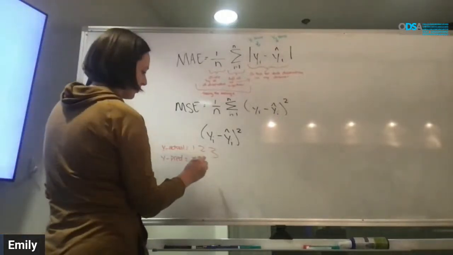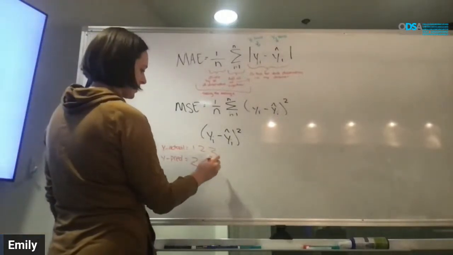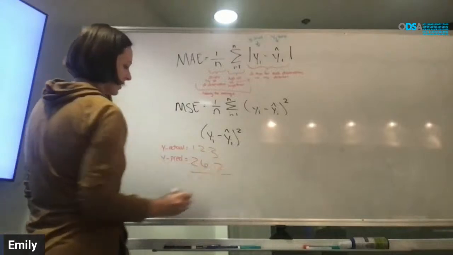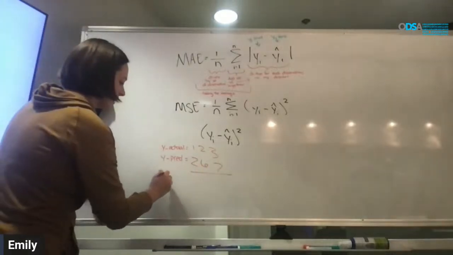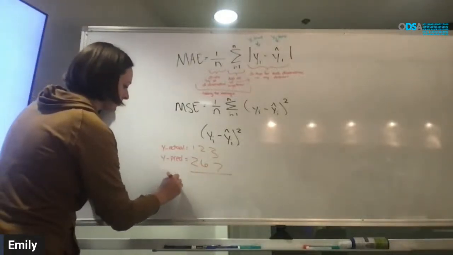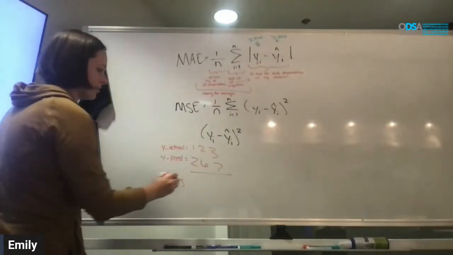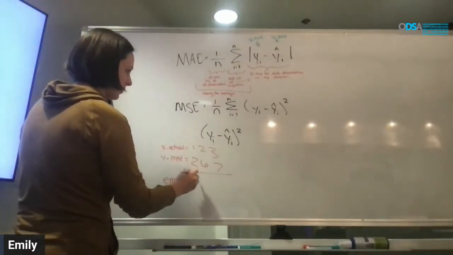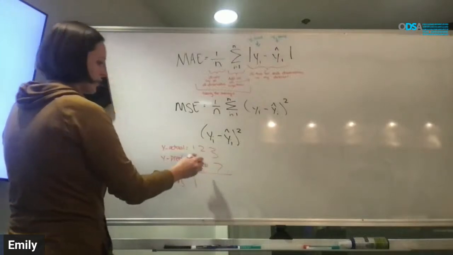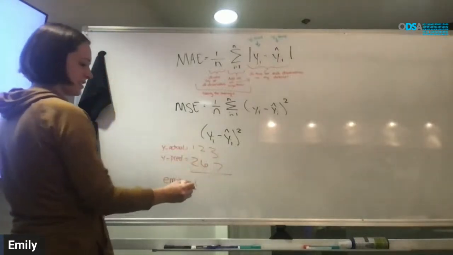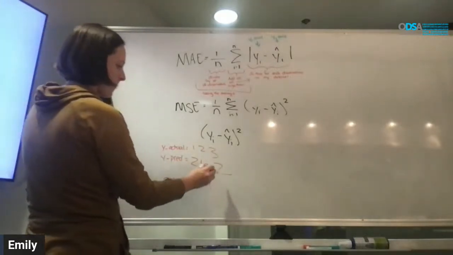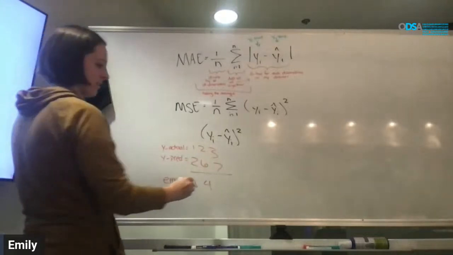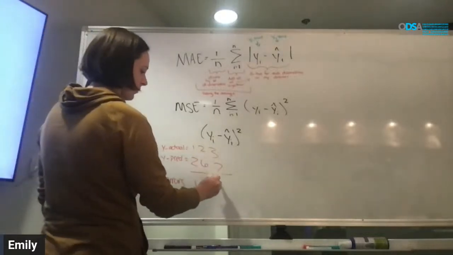Let's do 2, 6, 7. Okay, hopefully that's not gonna... Let's figure out our errors here. Our errors are 1 minus 2 is 1, and sorry, I got distracted. 2 minus 6 is 4, and 3 minus 7 is 4.